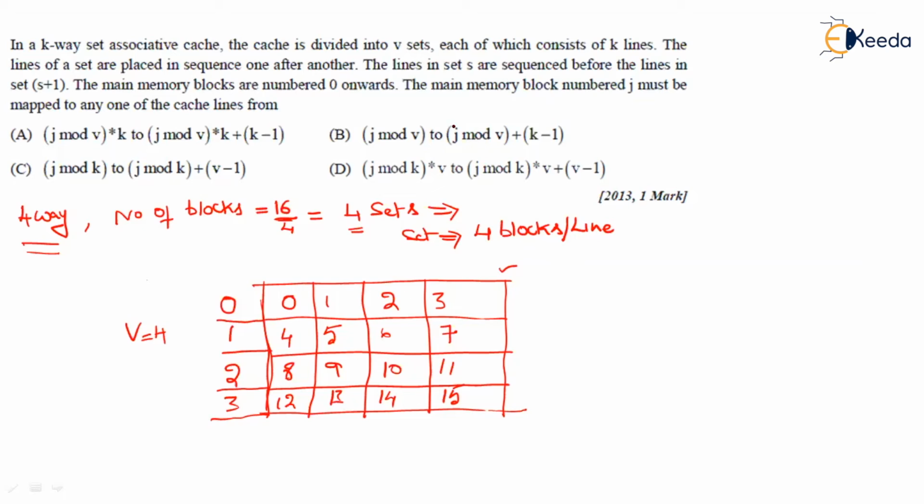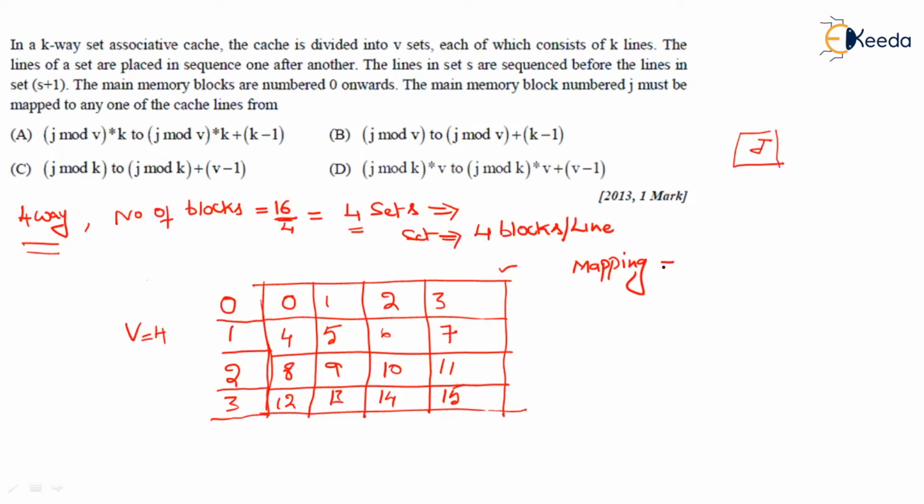Now the question is, the main memory block numbered J must be mapped to any one of the cache lines. So when there is a main memory block J, if at all it has to get transferred to cache memory, where should it transfer? You know that J mod V is the rule. That is the mapping technique, or mapping rule, whatever you call it.